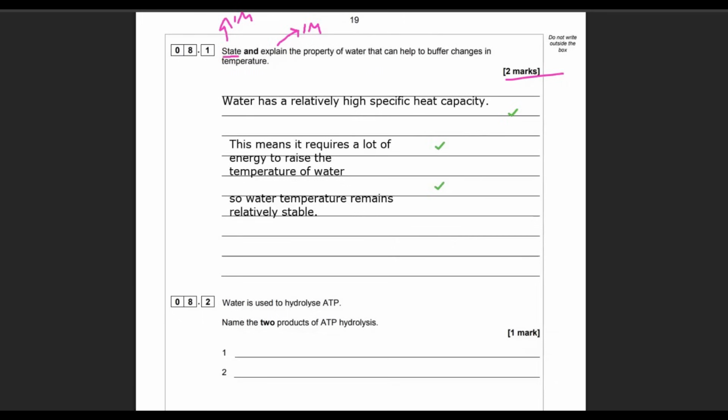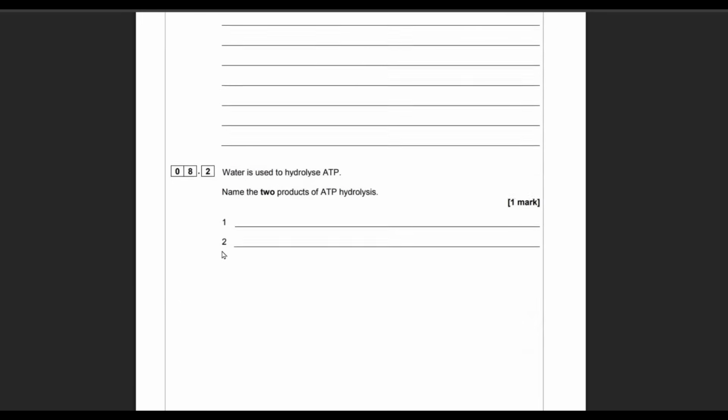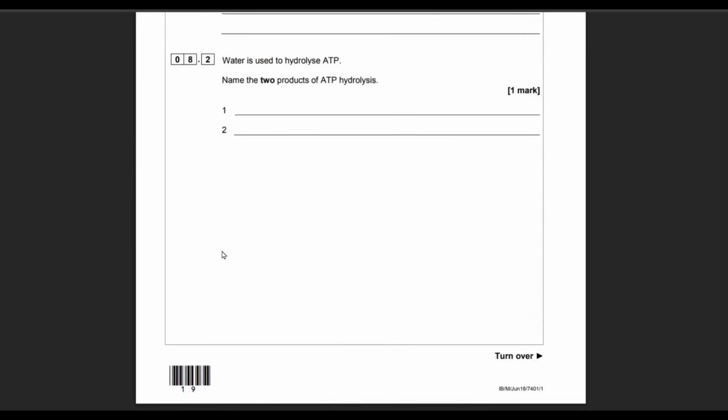Okay, enough of my whiffle waffle. Let's move on. 8.2, water is used to hydrolyze ATP. When you see the word lyse, lysis, it means breaking. Hydro means with water. So water is used to hydrolyze ATP. Name two products of ATP hydrolysis. You know this. You should be able to write this down.